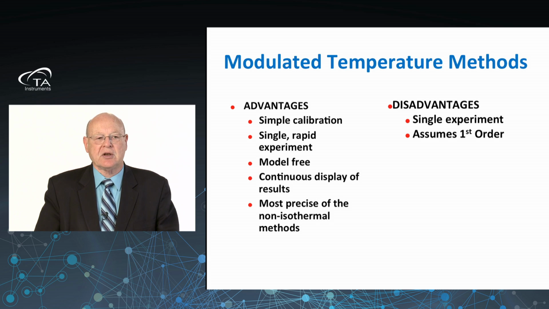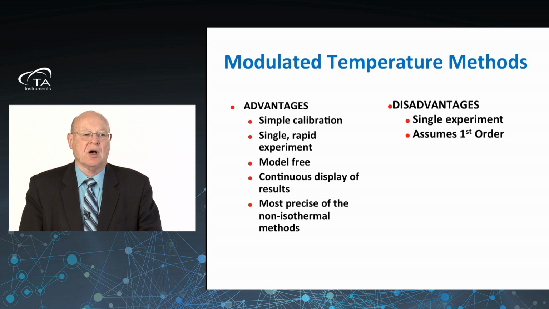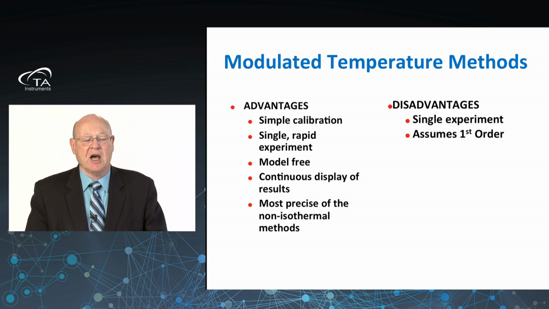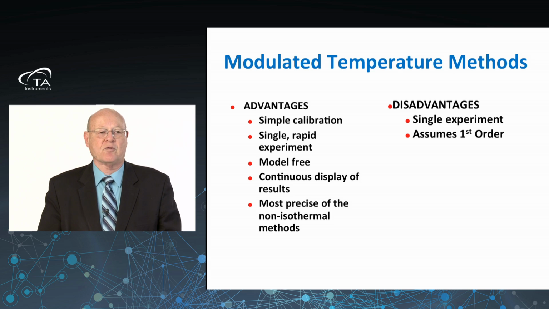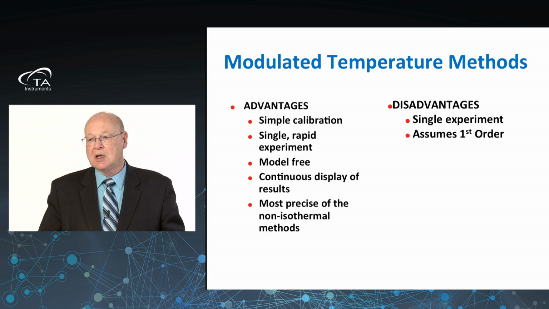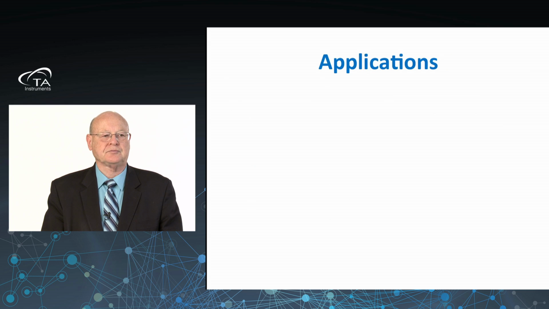And the modulated thermogravimetry approaches are thought to be the most precise of the non-isothermal methods. Now there are those 2 disadvantages that we already talked about. The first of these is a single reaction. We probably will want to run replicate determinations, but since the reactions are fast, typically on the order of about half an hour, a couple of hours of experimental time will give us 4 or 5 replicates. And we often assume first-order reactions in this process.